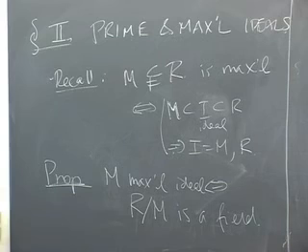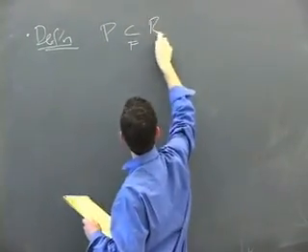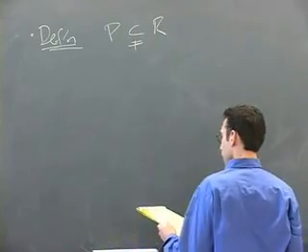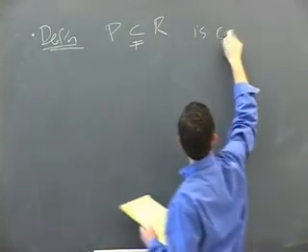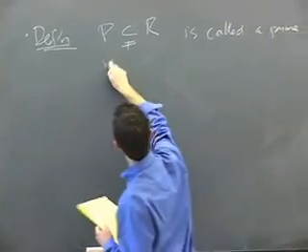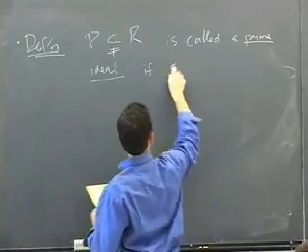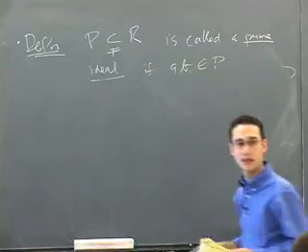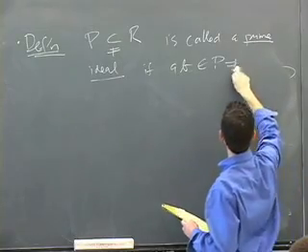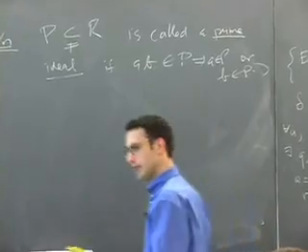But now I want to broaden that class. So here's how I'm going to do that. Definition. Again, suppose I have some proper ideal P of R. This thing is called a prime ideal if whenever I have some product of elements in P, then I know that one of those elements is in P.